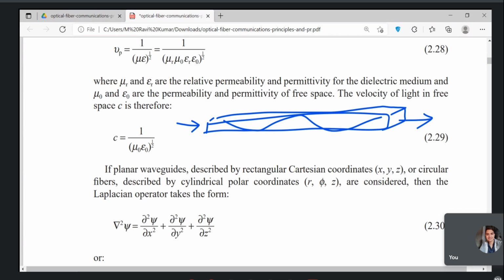But usually these planar waveguides are used when the dimensions are much smaller than what we have for the optical fiber. For fibers, the dimensions that we normally use are of the order of kilometers, whereas the planar waveguides are of the order of millimeters and centimeters. It does not go beyond that.